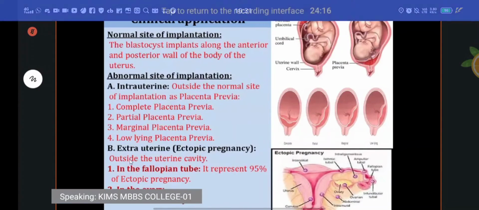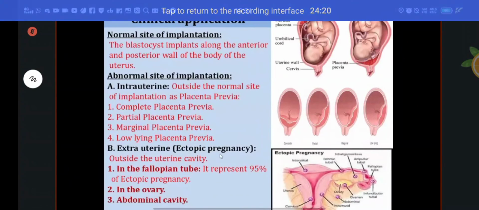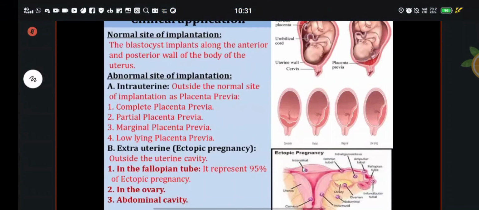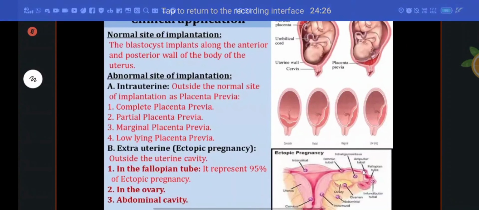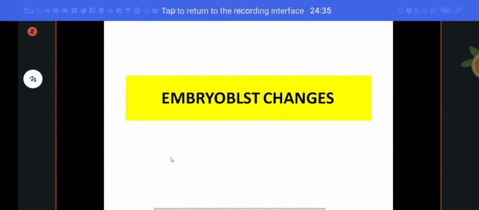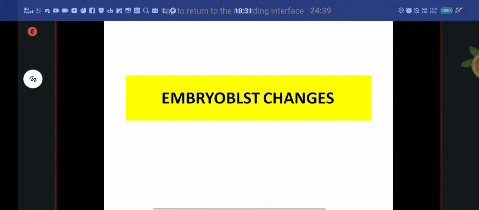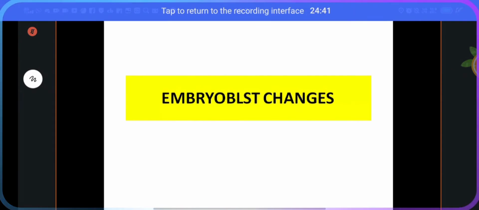Apart from this, other things like extrauterine, also called ectopic pregnancy. Apart from the uterus, sometimes we may see these in the fallopian tubes, in the ovaries, or in the abdominal cavities. So after this, coming to the embryoblast changes.